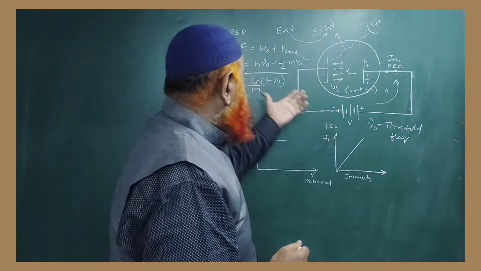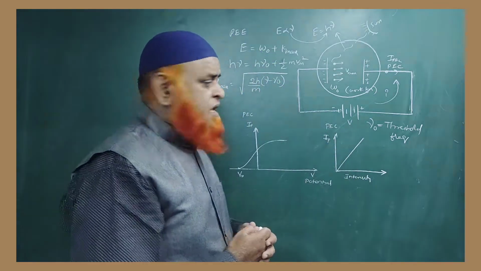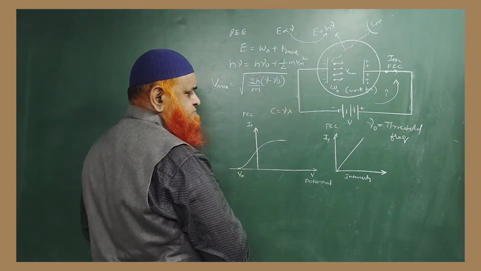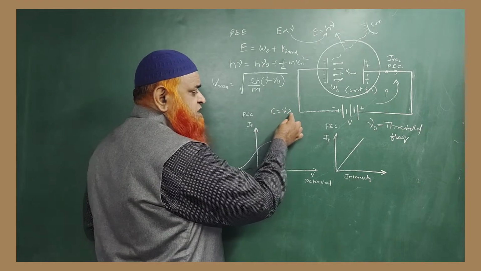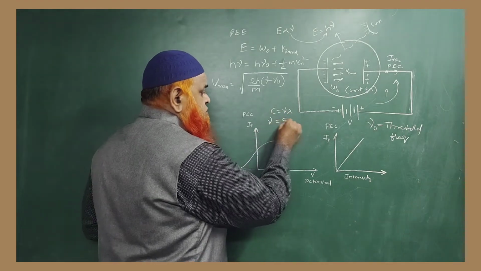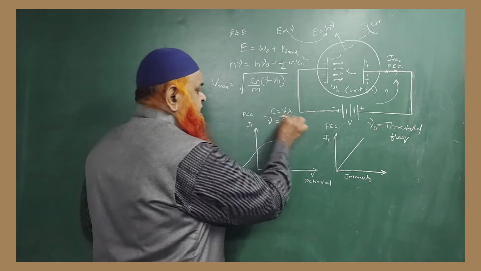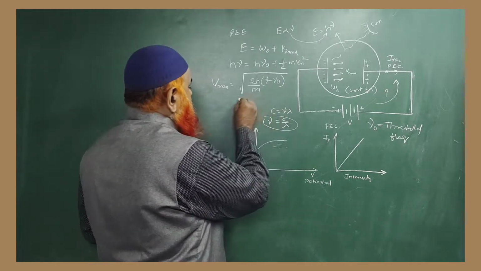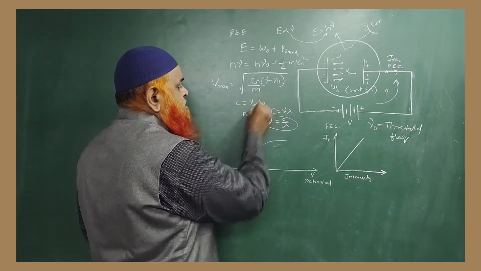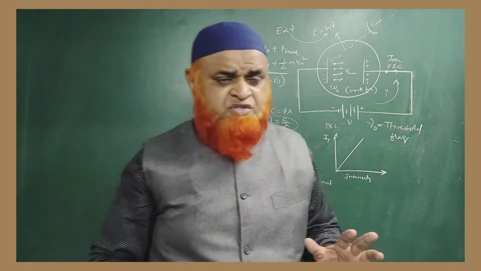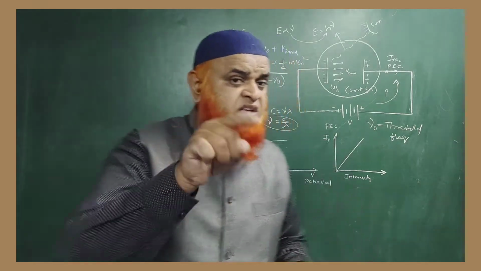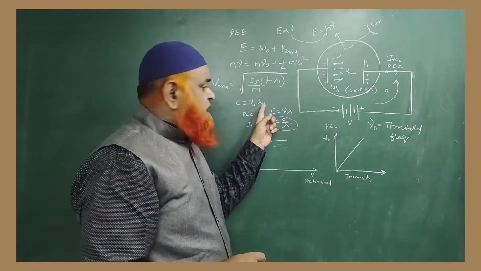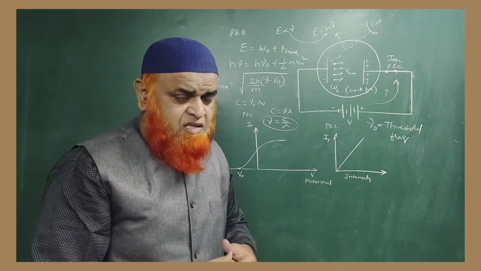Now, if you want to simplify this equation a little bit, let us see what we get. We all know c is equal to nu lambda: velocity of light is equal to frequency into wavelength. Then nu is equal to c by lambda. Similarly, we can write c is equal to nu naught lambda naught. Velocity of light is not going to change. If anything is changing, frequency has to change and wavelength has to change. Lambda naught is called the threshold wavelength.